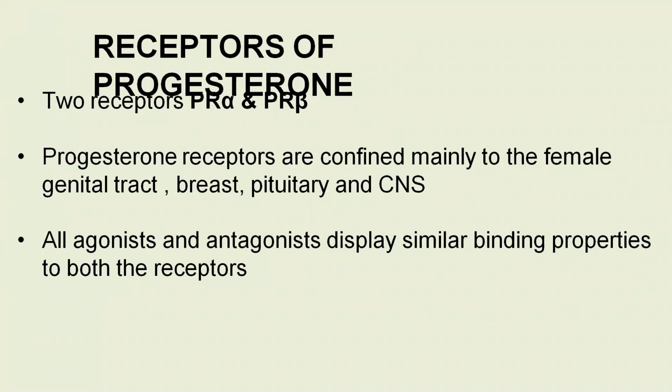So receptors of progesterone, just like estrogen, there are two receptors of progesterone, PR alpha and PR beta. They are mainly confined to the female genital tract, breast, pituitary and the CNS. All agonists and antagonists display similar binding properties to both the receptors. The mechanism of action and the levels of progesterone in the human reproductive cycle we have already discussed.